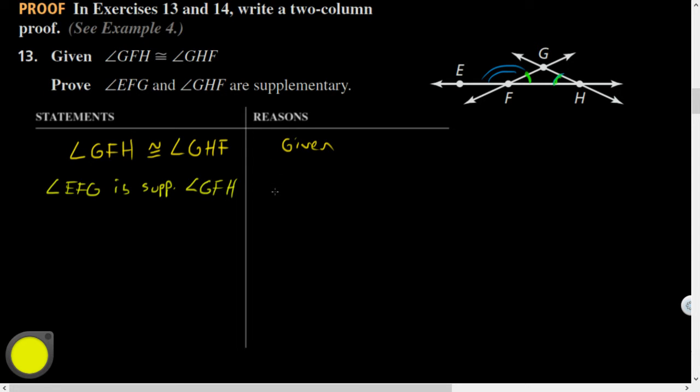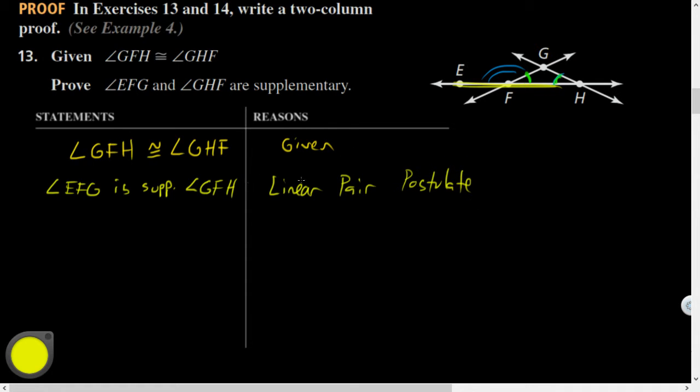There's basically two reasons here. These two angles form a linear pair, right? Because together they make a straight angle. And then linear pairs are supplementary. I'm just going to call that linear pair postulate. I just combined two things into one. I'm sorry. My bad.